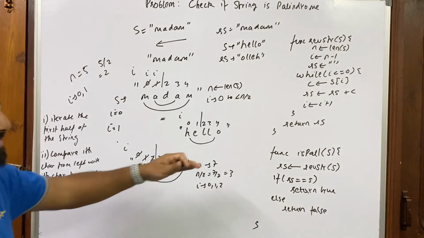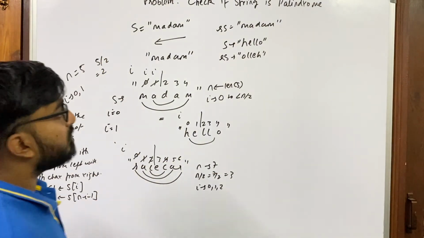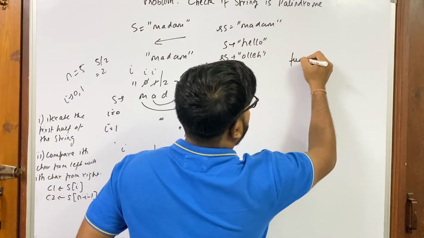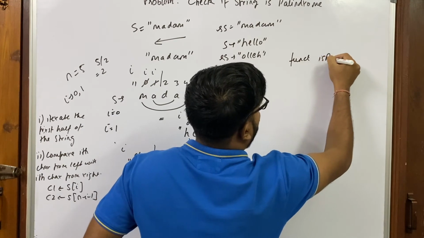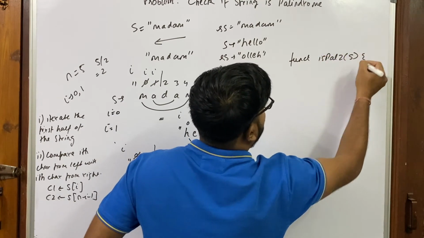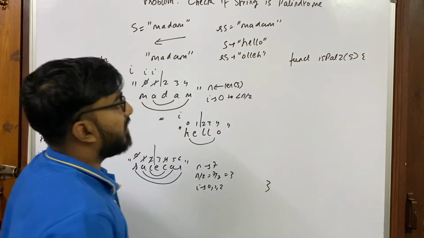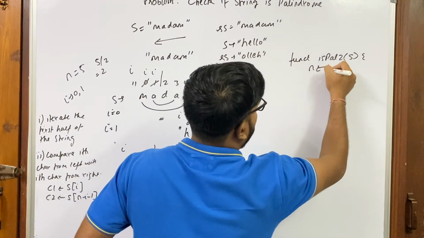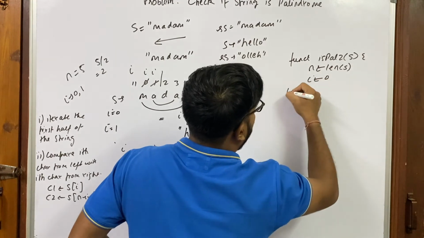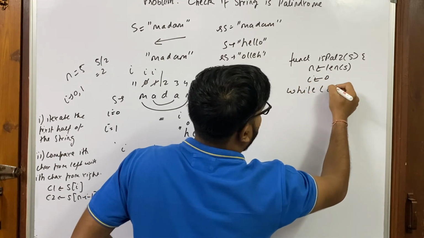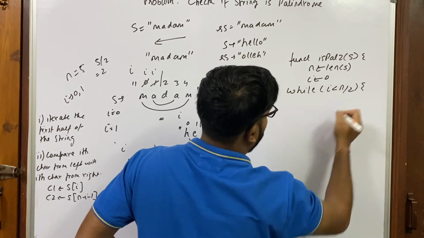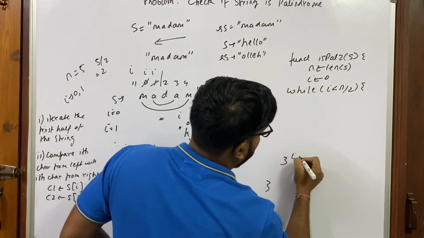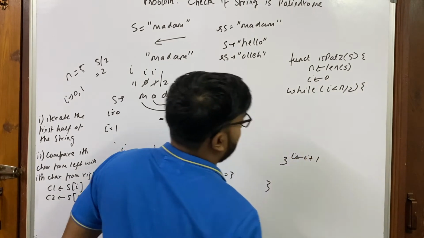So this is what we code in a solution. Writing this method into pseudocode, I do function is palin2 that takes a string s, returns true if the string s is a palindrome. We start by finding the length of the string, which is stored in n. We set I equal to 0 and I iterates the first half. So I goes till less than n by 2, and in each iteration it increments I by 1.